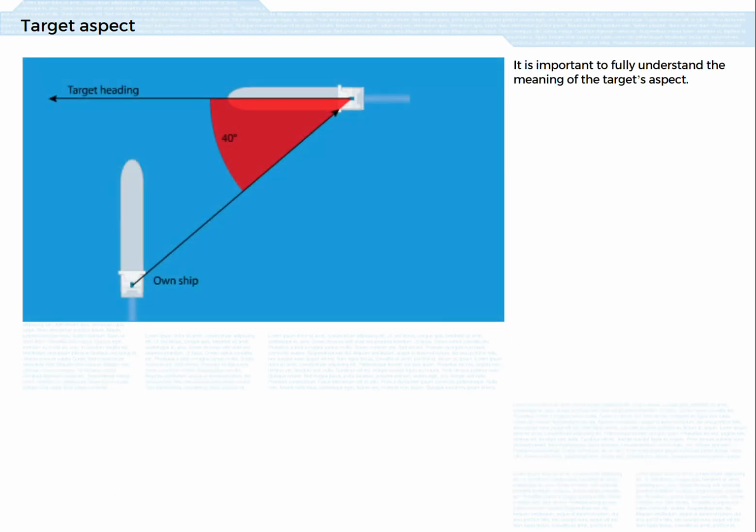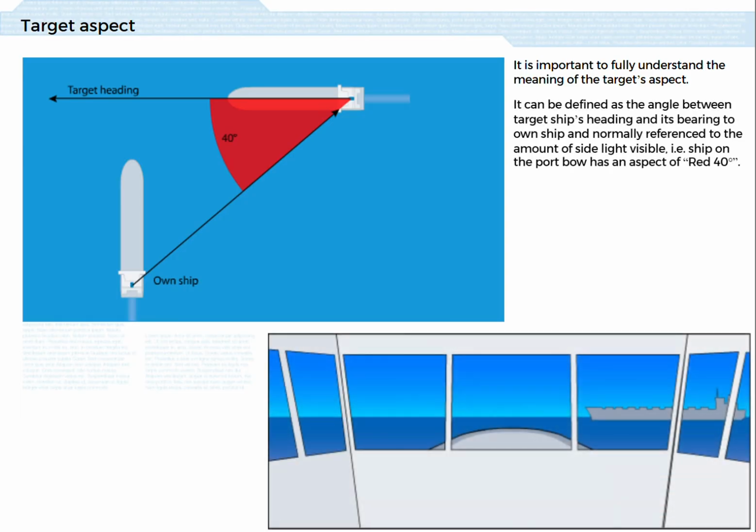It is important to fully understand the meaning of the target's aspect. It can be defined as the angle between target ship's heading and its bearing to own ship, and normally referenced to the amount of side light visible, i.e. a ship on the port bow has an aspect of red 40 degrees. Aspect is measured from dead ahead to 180 degrees on either side of the target ship.